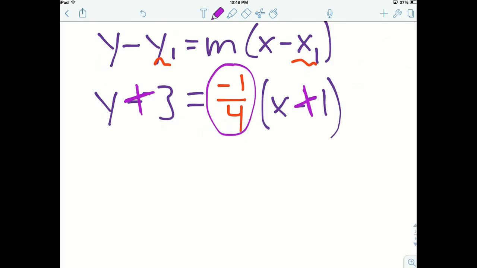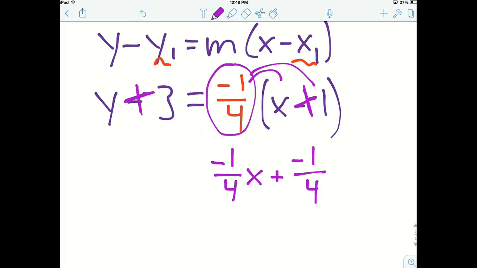So I'm going to take that and distribute it to both the x and the 1, leaving me with negative 1/4 x plus negative 1/4 times 1. Anything times 1 is itself, so negative 1/4. That's equal to y plus 3. Since I need to get y alone, I need to undo that 3 by adding a negative 3 to both sides.